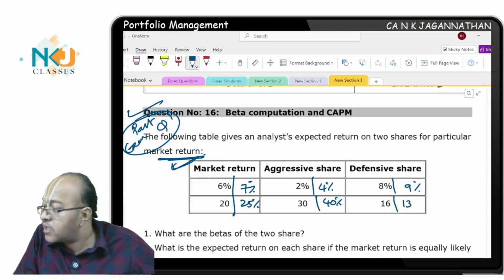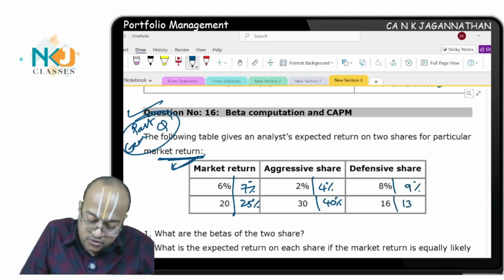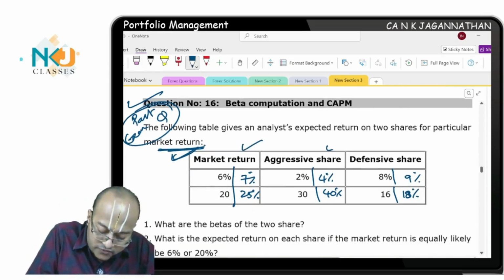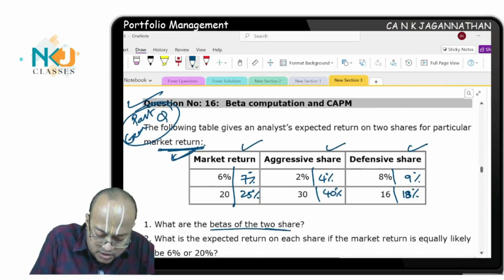18%. Okay, we have question number 13 like this. Are you understanding? So this we will consider and solve. The second thing: what are the betas of the two shares?